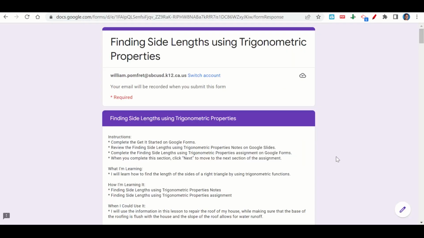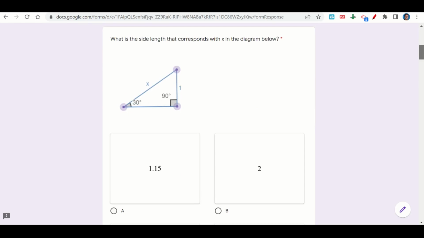Let's take a look now at the finding side lengths using trigonometric properties assignment. The assignment begins with our learning goals and success criteria. If we scroll down, we can take a look at the questions. So the first one says that this is 30 degrees, this is 1, and this is x.